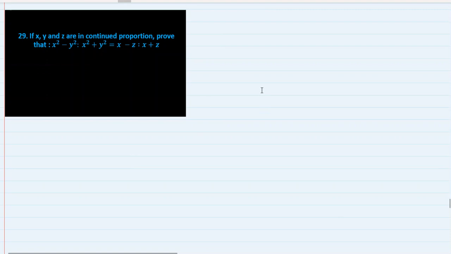X, Y, and Z are in continued proportion. Prove that x square minus y square is to x square plus y square is equal to x minus z is to x plus z. Remember, here also K method is going to come. But what is given? X, y and z are in continued proportion. So x is to y is to z. This is given to you, right?